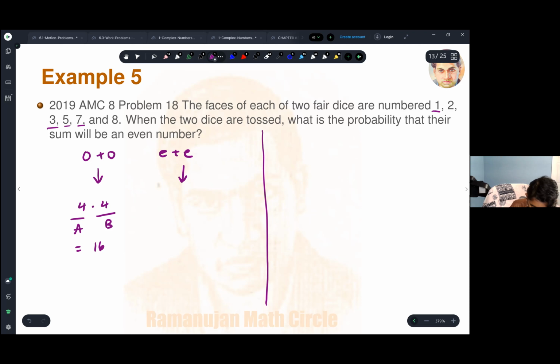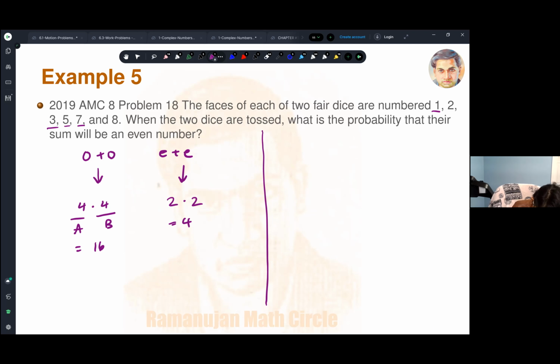Then our second one is even plus even. So there's 2 ways of getting that the first time and 2 ways of getting it the second time.